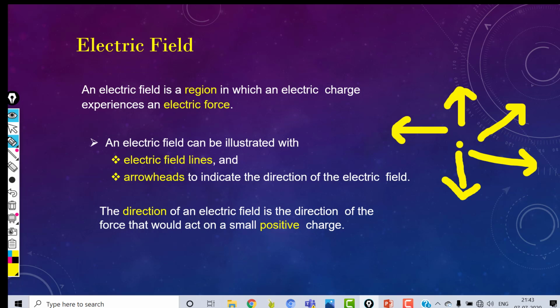So an electric field can be illustrated. These lines which we have seen here are called field lines. These lines indicate the direction and the region of this field. The arrowhead indicates the direction of the electric field. So the direction of the field is the direction of the force that would act on a small positive charge if it is present in this region.